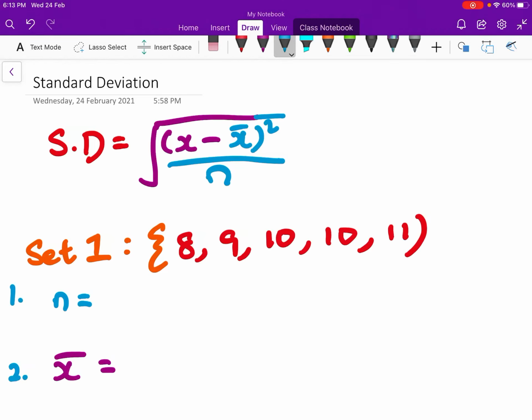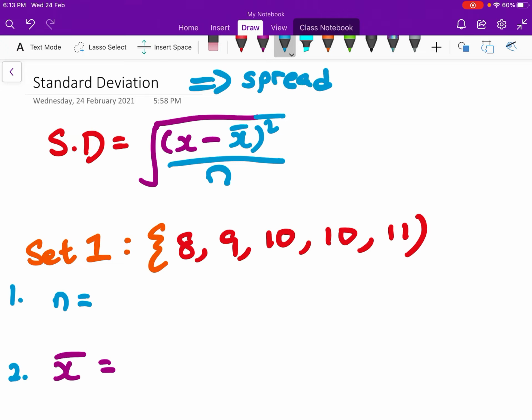Okay, so now we go to this topic of standard deviation. Because of time constraints, I couldn't go through it in class, so let me go through standard deviation in this video. What is standard deviation? Basically, standard deviation tells us the spread of our data.